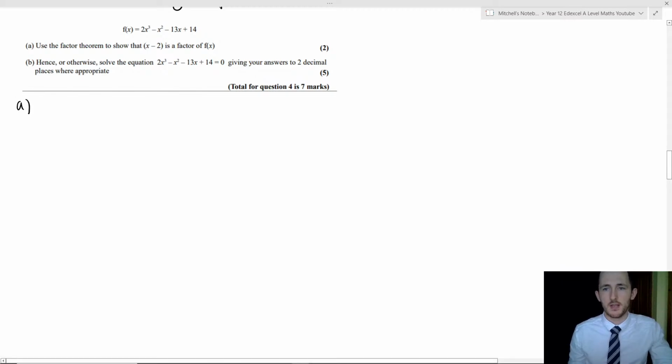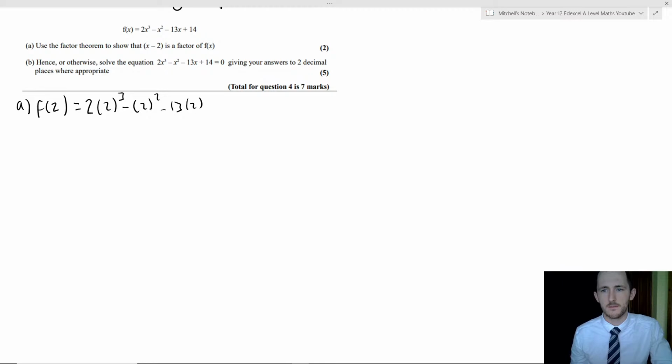Factor Theorem. So if x minus 2 is a factor, then f of 2 should equal 0. So again, you need to do the substitution first. It's also a good way to check if you've done the question right. And see what that equals. So again, let's type it on our calculator. 2 times 2 cubed minus 2 squared minus 13 times 2 plus 14, so stuff that in, and you do get 0. Easy 2 marks.